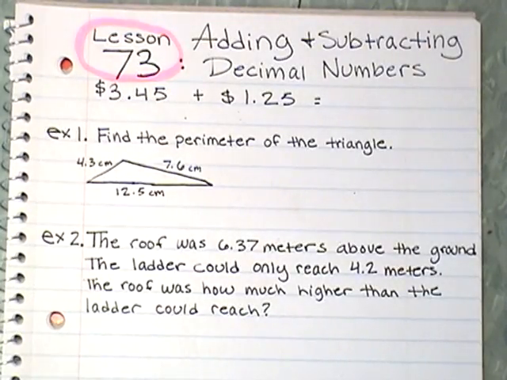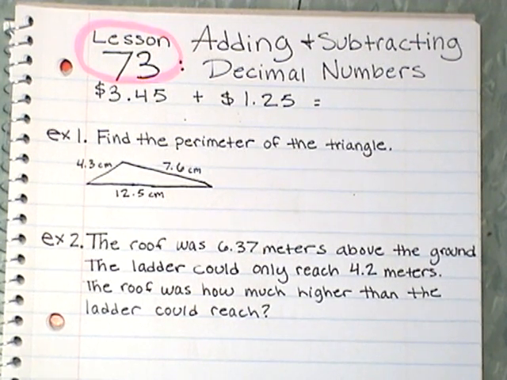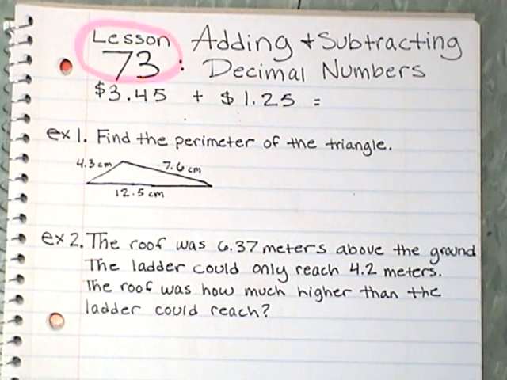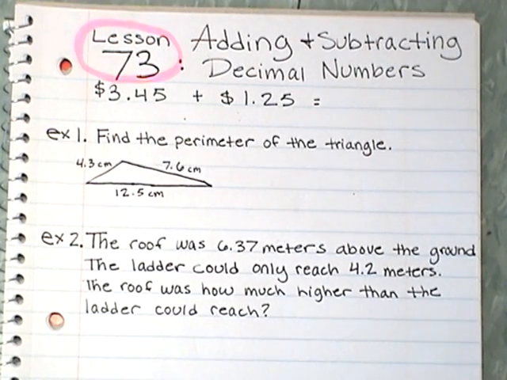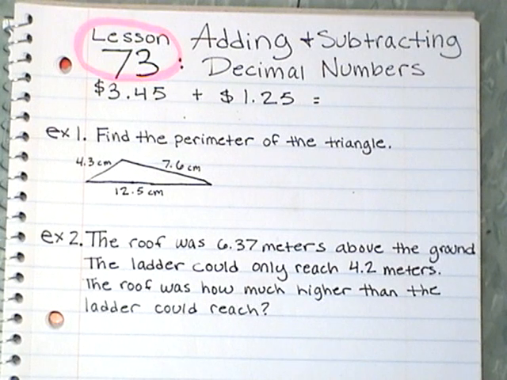So tonight's lesson is lesson 73, which is adding and subtracting decimal numbers. If you remember, when we add or subtract money, we write the numbers so that the decimal points are always aligned. This way we are sure to add the digits with the same place value. And this is the same no matter if we're adding normal decimals or dollars, or we're dealing with money. We always, if we are adding and subtracting, have to line up the decimal points.